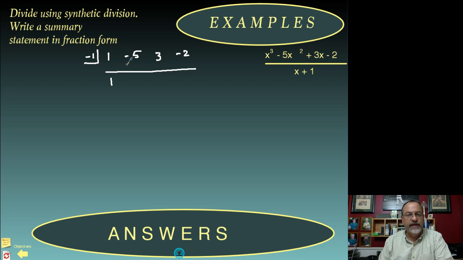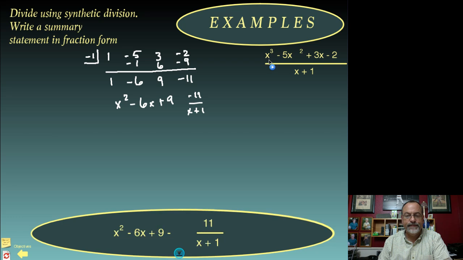Bring down the first value, so I have -1, so this is -6. This is +6, makes that 9. This is -9, makes that -11. I started with x cubed, so this is going to be x squared minus 6x plus 9 with a remainder of -11. And then again, if I'm writing in fraction form, it should be like that. Okay, and there's a negative sign right there if you think I missed that one.